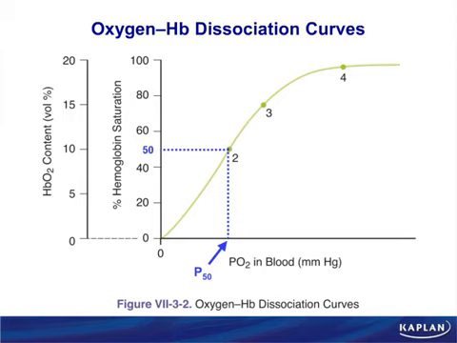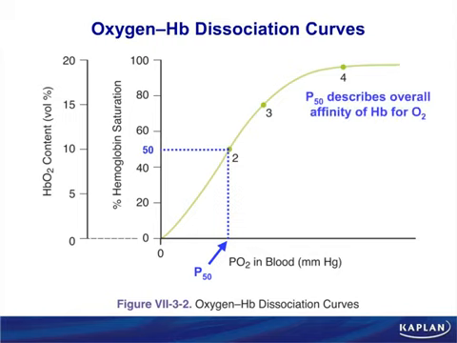This is what's called the P50. The P50 is the PO2 at which I have 50% saturation. So 2 of the 4 binding sites are holding oxygen. So it's 50% saturated. Again, P50 is the PO2 at which I have 50% saturation. My truck is half full.